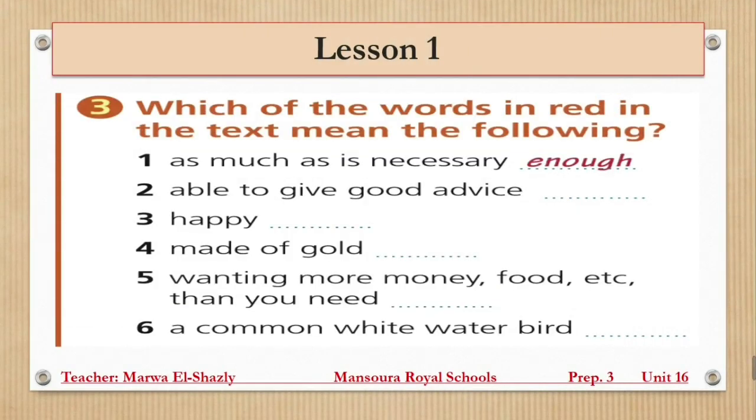We're still in lesson 1. Which of the words in red in the text mean the following? Number 1, as much as necessary means enough. 2, able to give good advice. 3, happy. 4, made of gold. 5, wanting more money, food, etc. than you need. 6, a common water bird. Pause the video, think of the answers, and come back to check your answers.